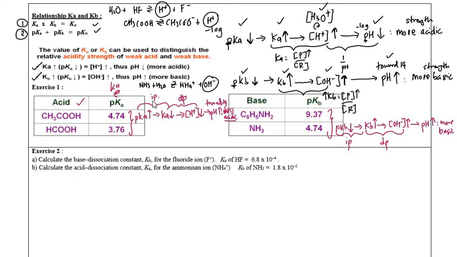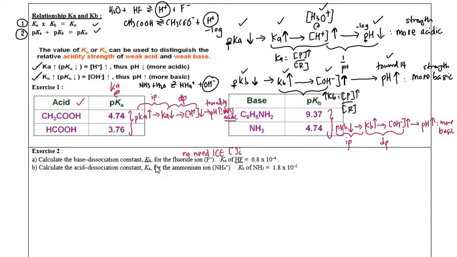Okay. Look at exercise number 2 here. Calculate the base dissociation constant Kb for the fluoride ion, given Ka. So here, although we know F minus is the conjugate of a weak acid, do we need to do an ICE table? No need, because we don't know the initial concentration. And also, it is not asking for the degree of dissociation or Ka, but it asks for Kb.